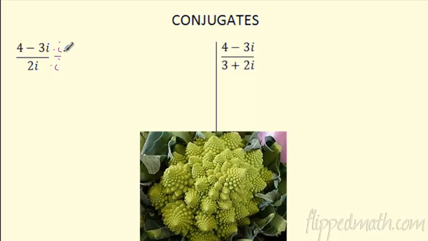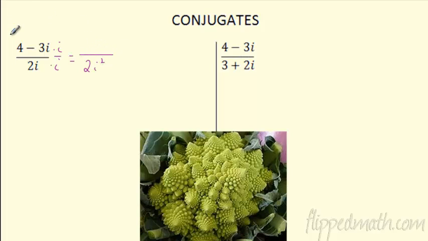So this is a very special one. i over i is just 1. Anything over itself is 1. So I'm not changing this problem at all. I'm multiplying by 1. It's just a special one. You're probably thinking, why in the world did he pick i? Well, check this out. What is 2i times i? That is 2i squared. Ooh, that's pretty cool.